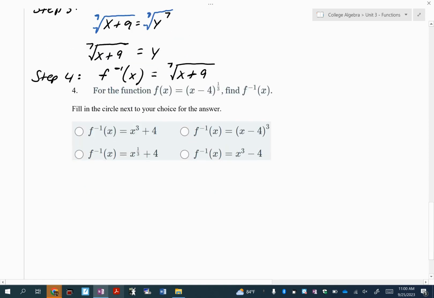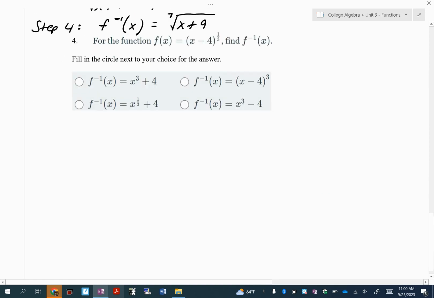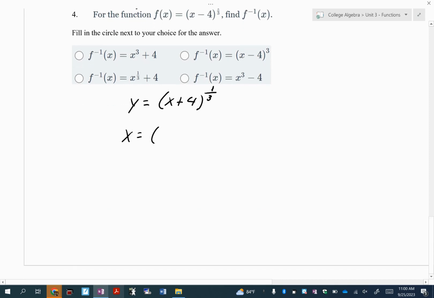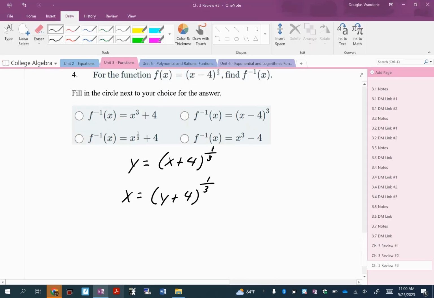Okay, let's do one more. Same process. So step 1 is going to be y equals x minus 4 to the 1/3 power. All right, I'm going to switch x and y, which is x equals y plus 4 to the 1/3 power. So now I need to get rid of this 1/3 power.